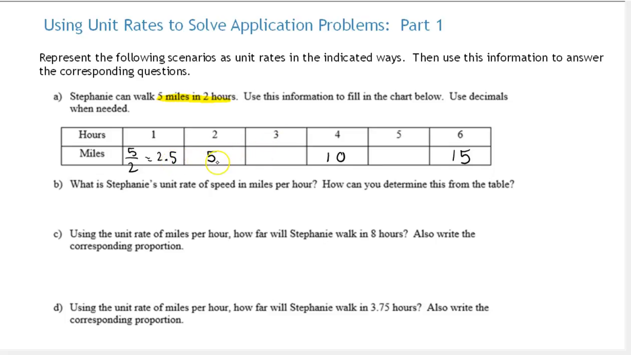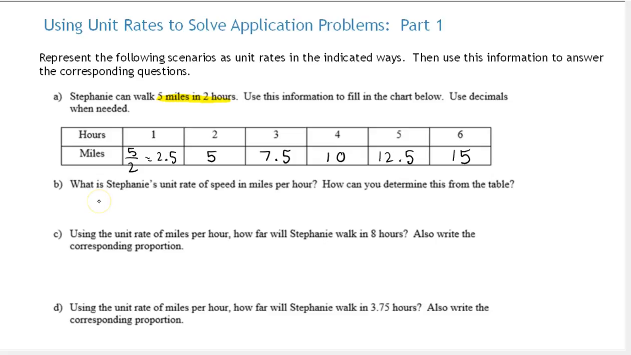So at 3 hours, it's 2.5 more than 5, which is 7.5. 4 hours would be another 2.5, which is 10, so that corresponds. 5 hours would be 2.5 more than 10, which is 12.5. So notice we used adding on 2.5 miles for every hour, and we can also connect this to multiplying. For 5 hours, it would be 5 times 1 hour, which would be 5 times 2.5 miles, or 12.5 miles.